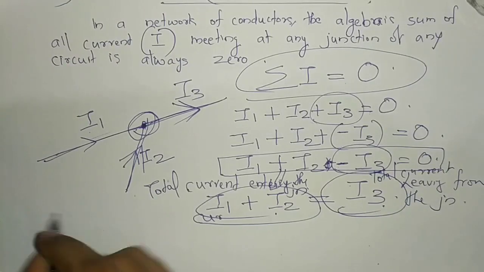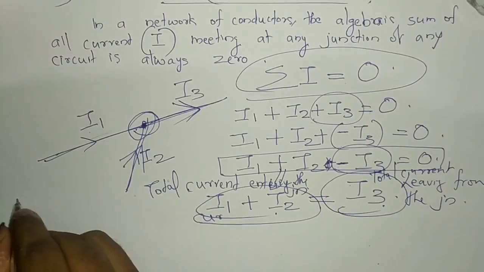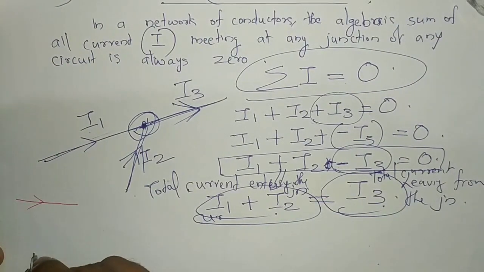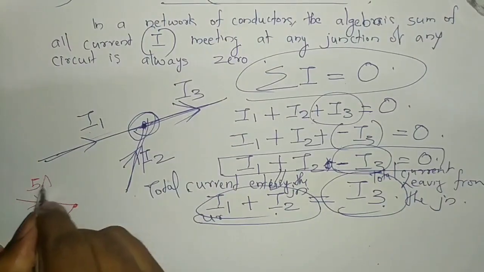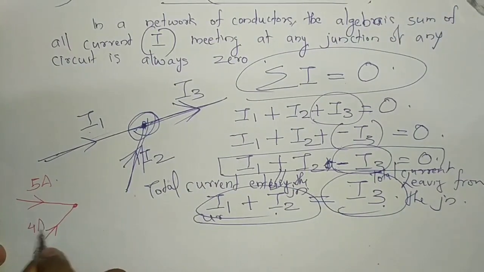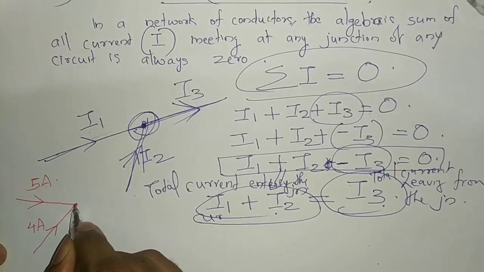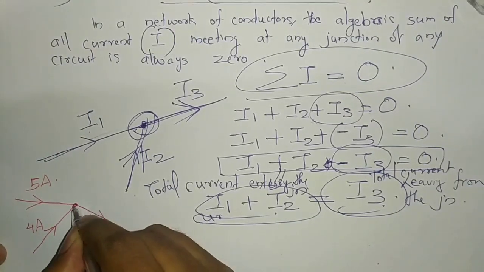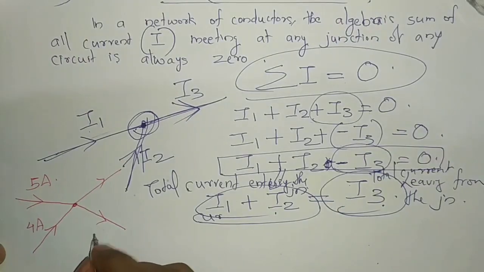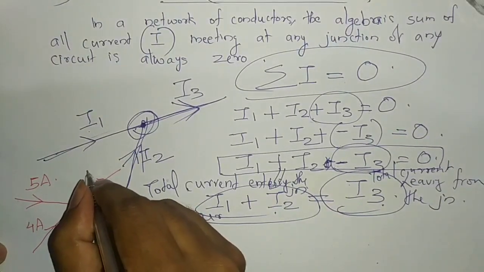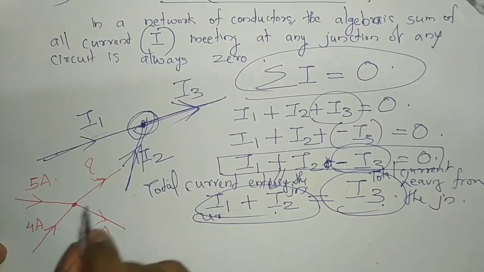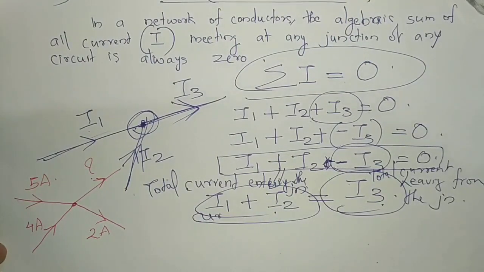Now I will draw another network. See, current I1 is coming to the junction, current I2 is coming to the junction, and I am giving some values for these currents. So 5 ampere, and let it be 4 ampere. 5 ampere and 4 ampere are coming to the junction, and two currents are leaving from the junction. Out of that, one current value is 2 ampere, and the other current value I don't know. Can you find out this current value? How can this be done?